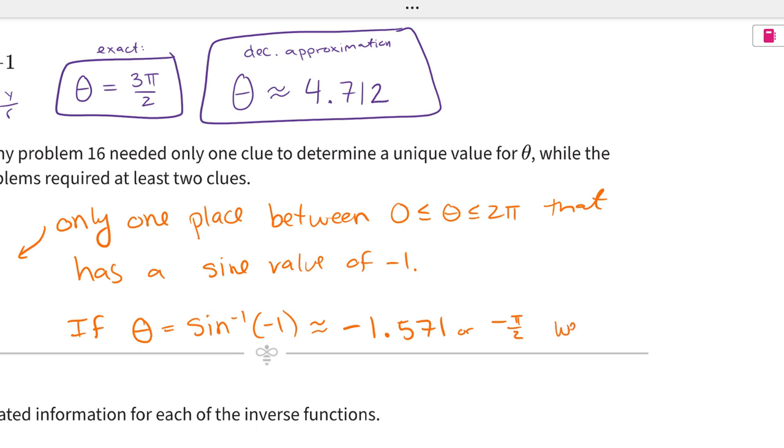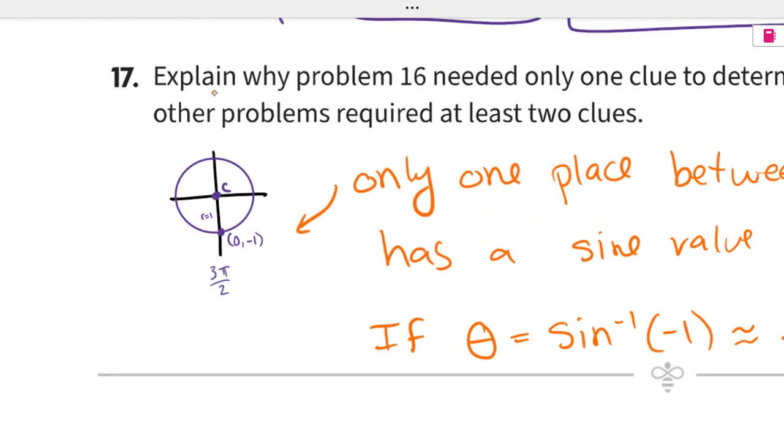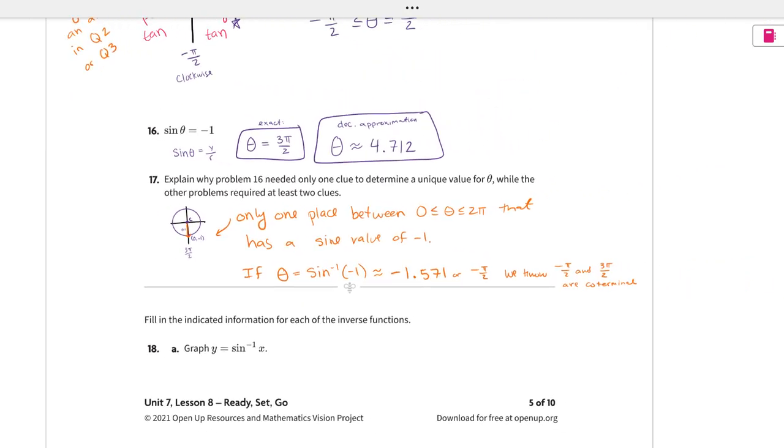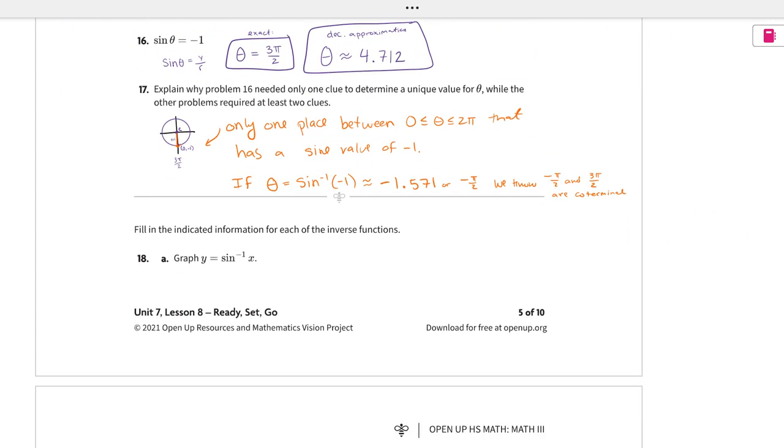But we know negative pi over 2 and 3 pi over 2 are coterminal, meaning they have the same terminal ray. So the same terminal ray right here, right? That same terminal ray.